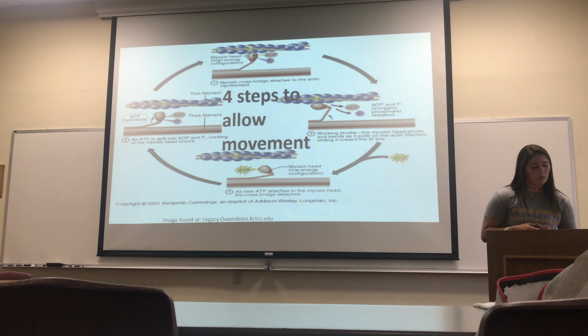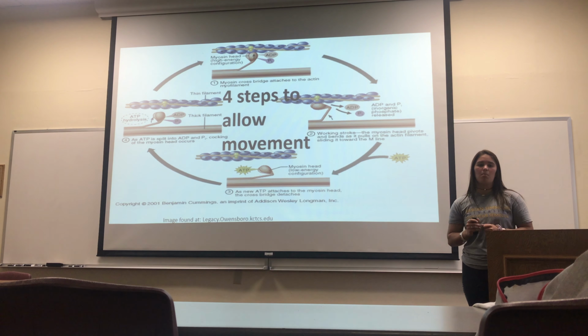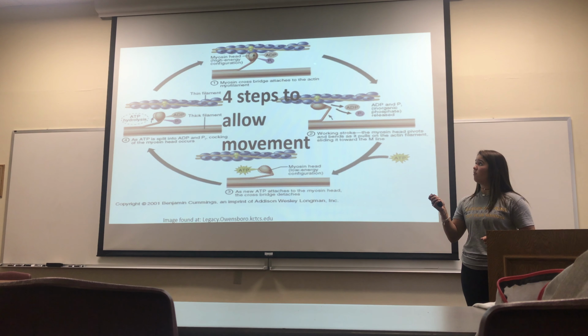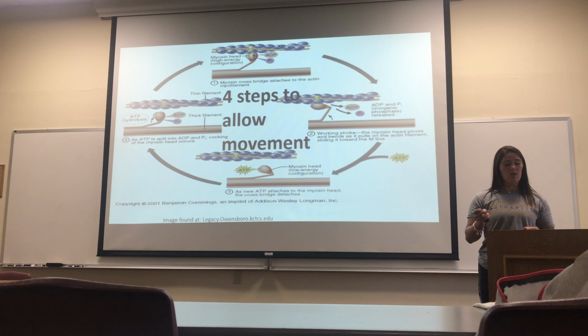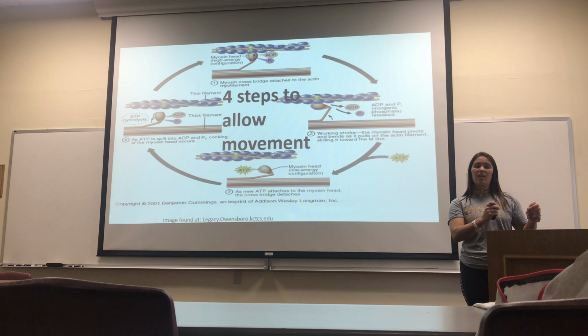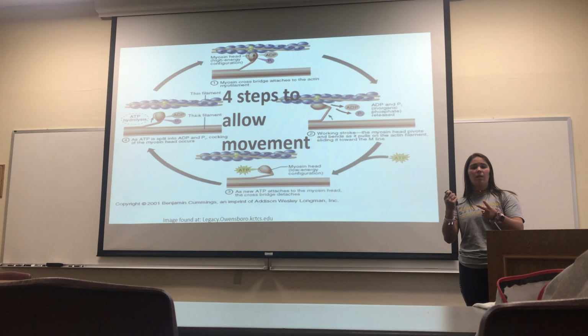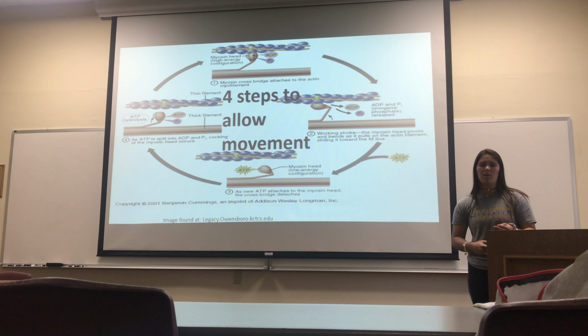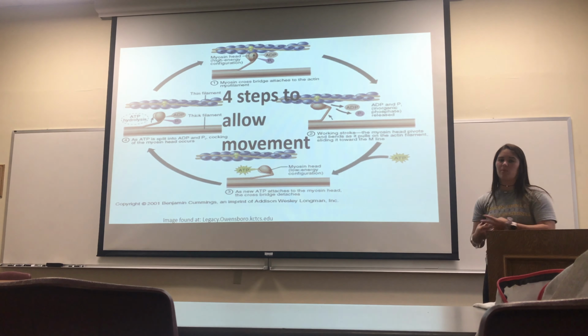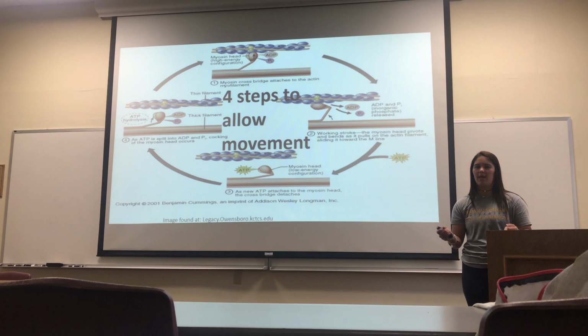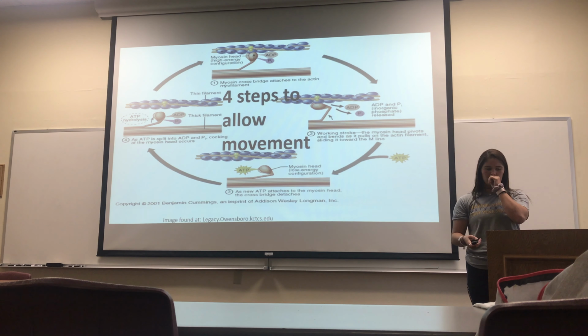According to CourseHero.com, once the protein myosin, which is the myosin head right here, is energized by hydrolyzing ATP, this allows it to attach to the thin filament. The thin filament is composed of troponin and actin. Our thick filament is composed of myosin and tropomyosin. Tropomyosin isn't too important right now, but just know myosin.